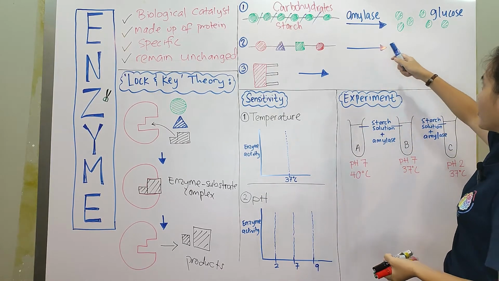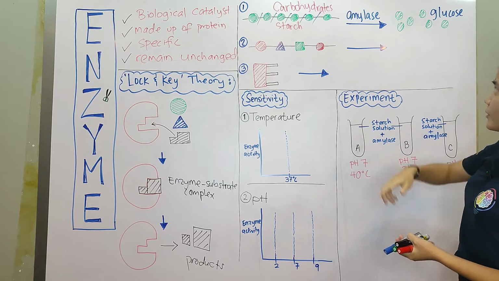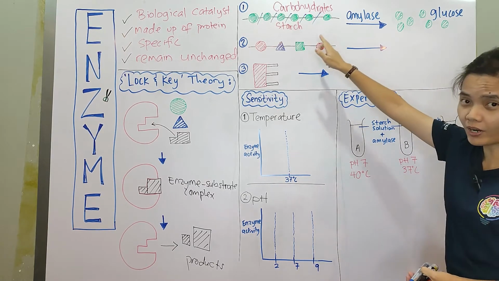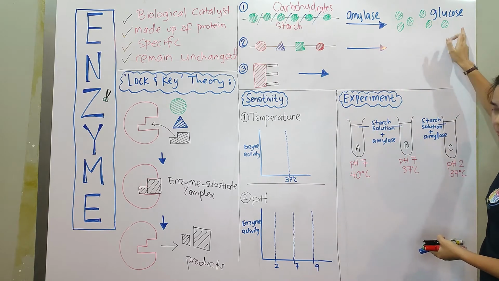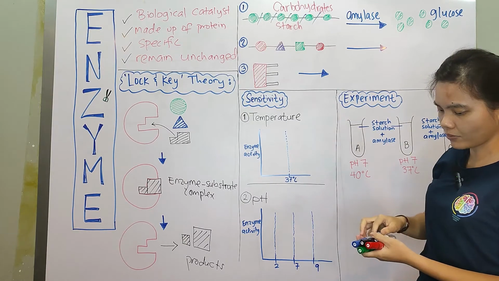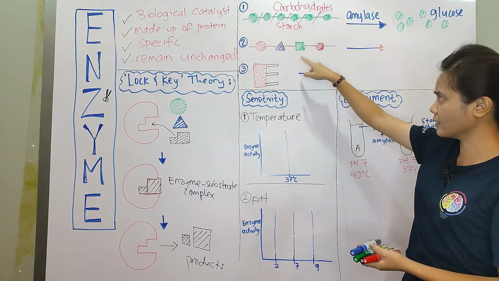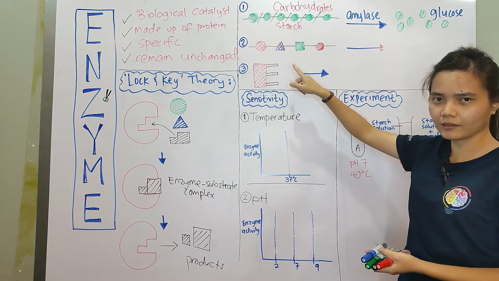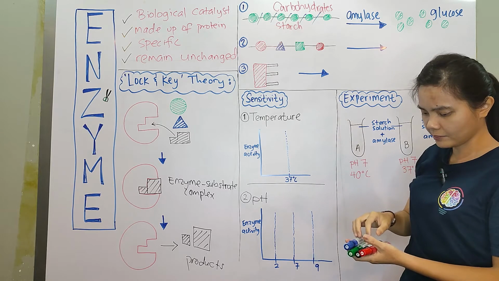So that is carbohydrates. Carbohydrates or starch are broken down by amylase into glucose. Right, so let's move to the second one. The second one is similar to number one, but it has different monomers. There's red, blue. Of course, you cannot find blue, red, green inside your body. This is just a simple diagram.